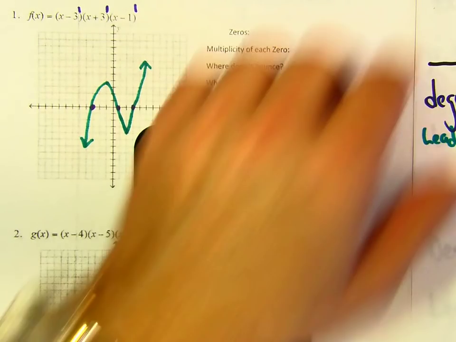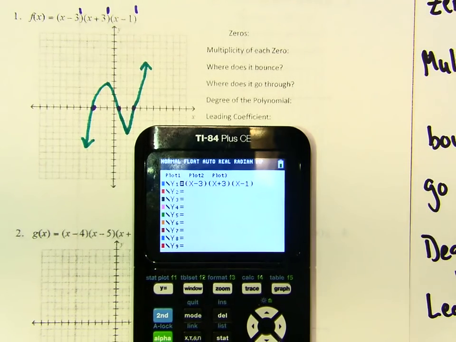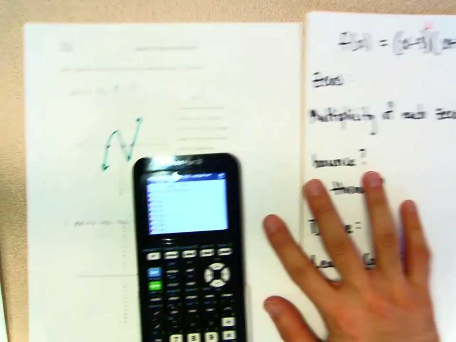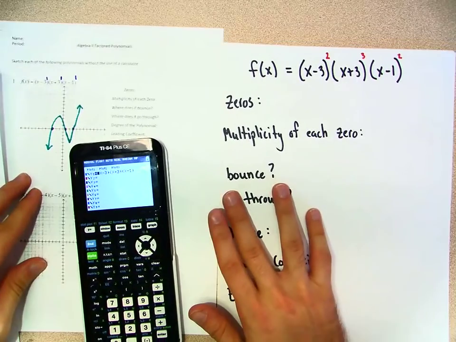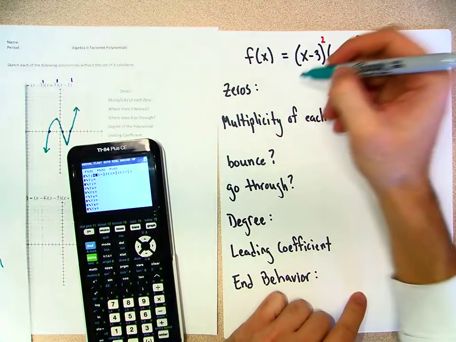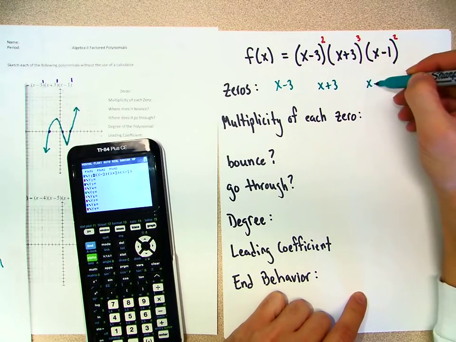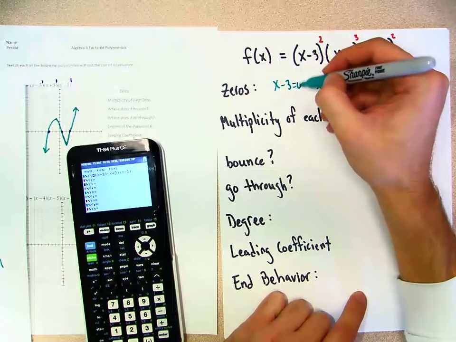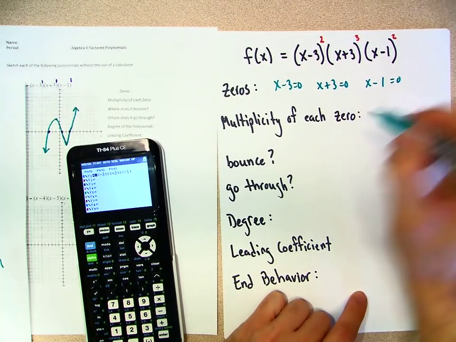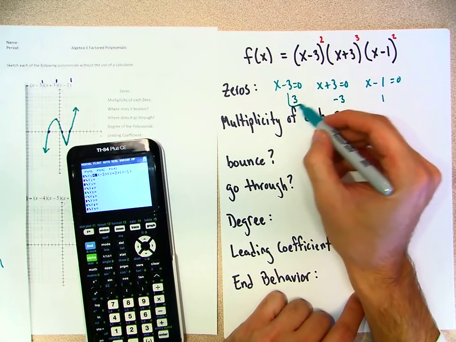Okay? Let's try and take a look at a practice problem together, and then we will be done with this lesson. So here, let's look at this one. Imagine if I had this polynomial over here. Here, what are my zeros? Well, my zeros are x minus 3, x plus 3, and x minus 1, right? I say it's equal to 0, equal to 0, equal to 0. So my zeros are 3, minus 3, and 1, okay?